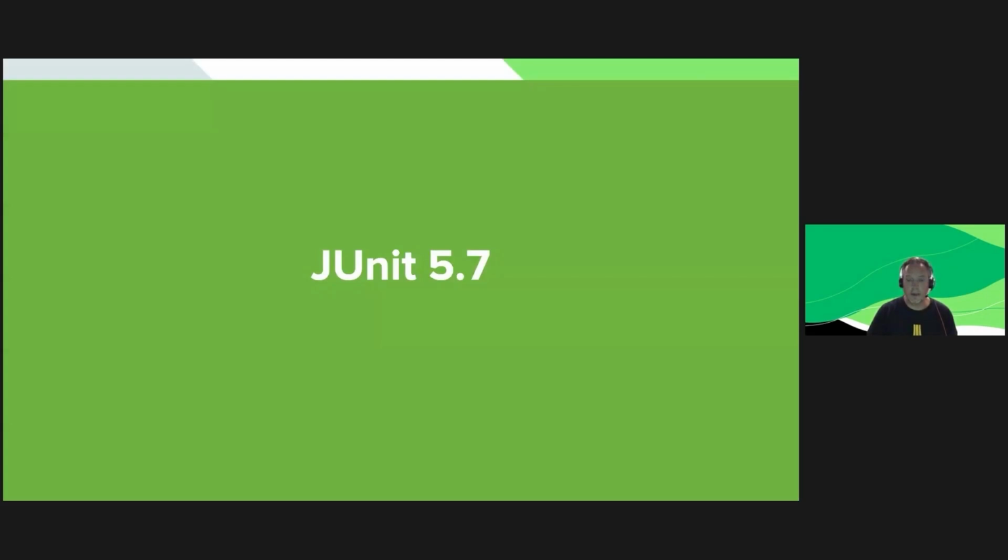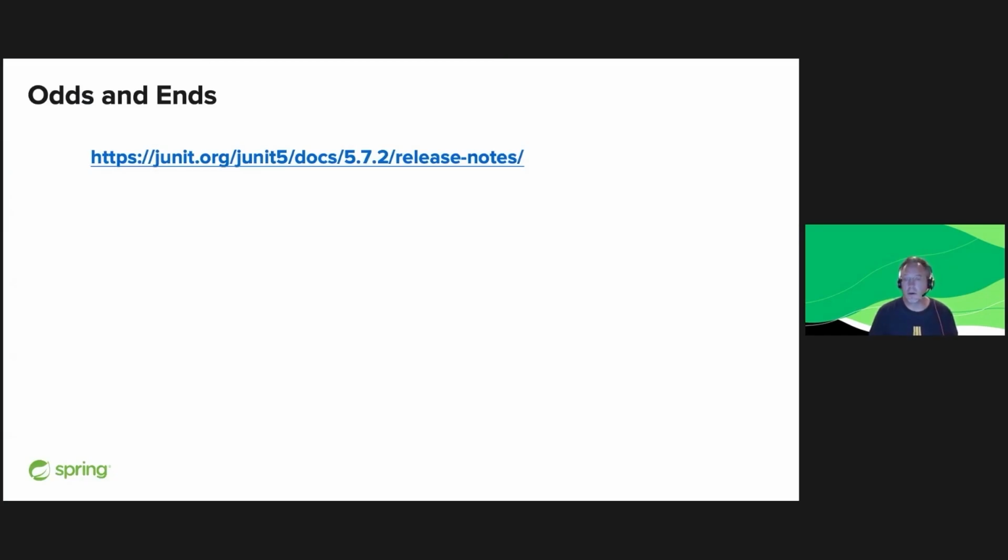First up, main topic is JUnit 5.7. It's been out for almost a year now. And if you want to know the details, you can check out the release notes. I've got a link here that'll give the details on 5.7 GA, as well as 5.7.1 and 5.7.2, which contain some bug fixes.